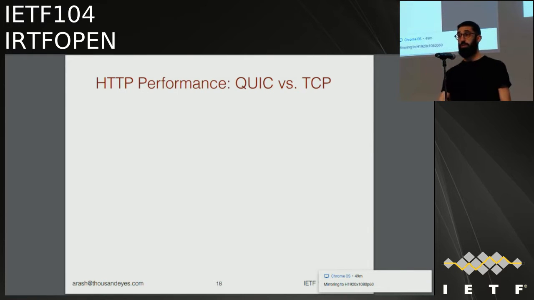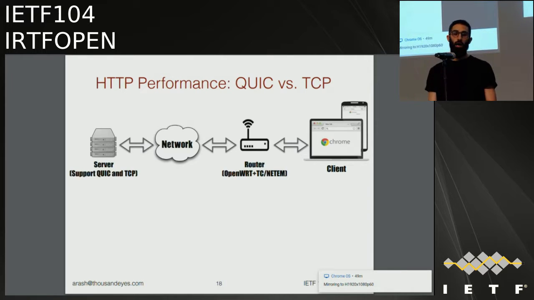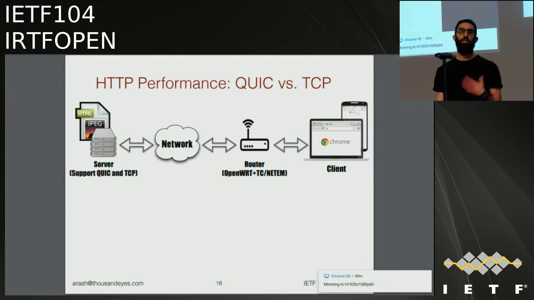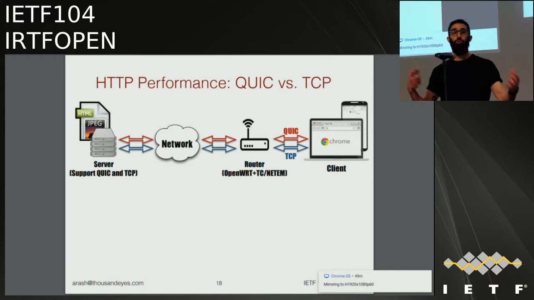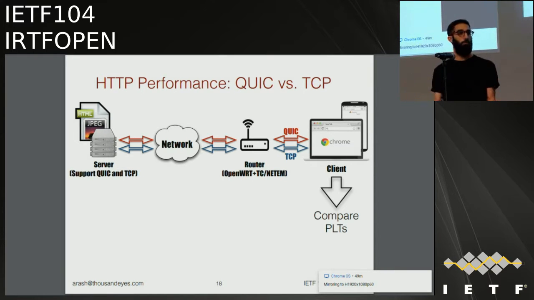So as I said, we're going to look at HTTP performance, and we're going to compare QUIC and TCP. We have a very simple setup. We have a client on one end, which could be a desktop client or a mobile client. We have a server on the other end, which supports both QUIC and TCP. And we have the network in between. We can emulate different conditions and see how the two compare to each other. Our servers host a bunch of web pages and objects with different sizes, and pages with different object sizes and different number of objects. And we fetch them using QUIC and TCP, and we compare the performance.